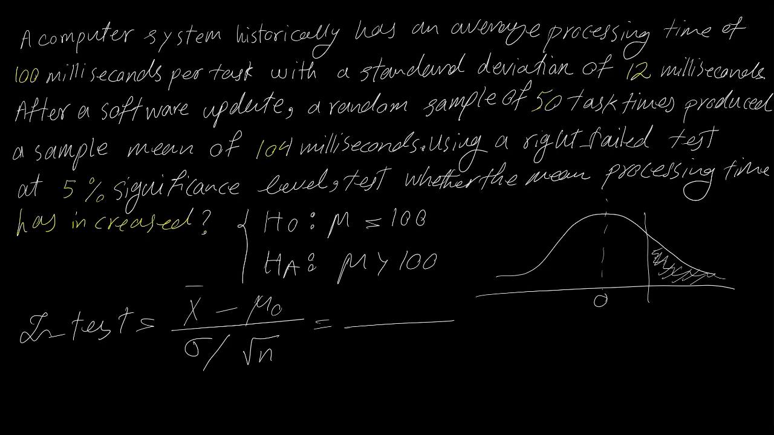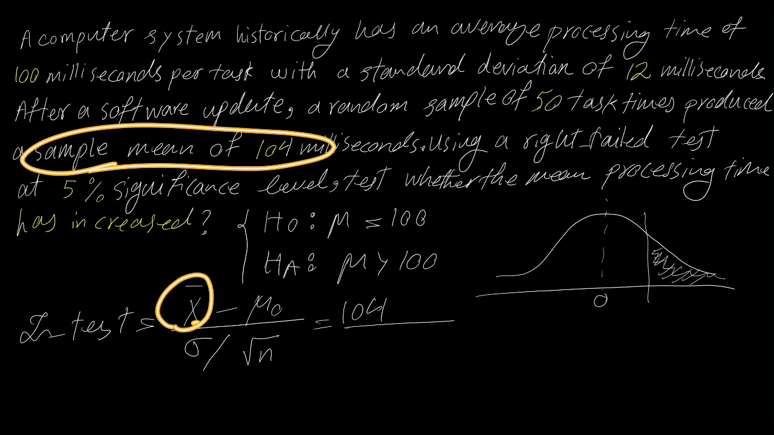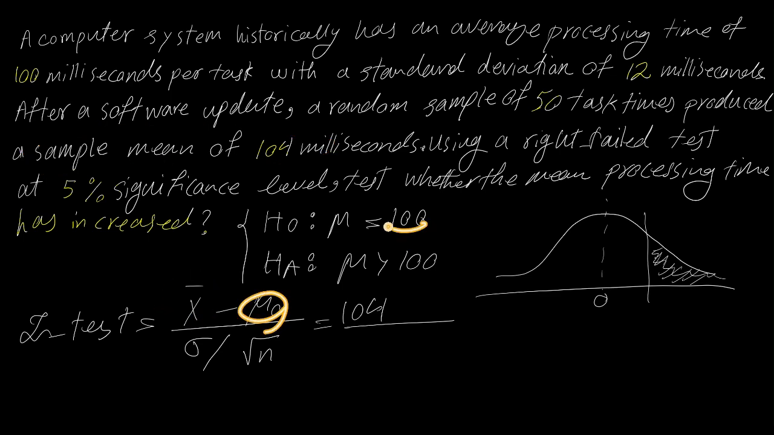So x bar for us here is 104, based on the given part, because it says that the sample mean is 104 and mu 0 is 100. The standard deviation is 12 and the sample size is 50. Now we compute this and we have 2.36 for the second step.